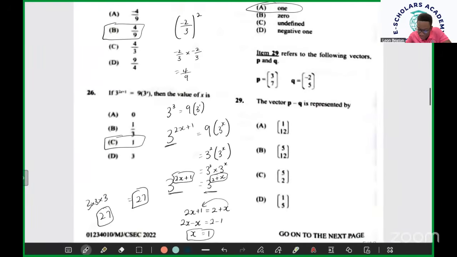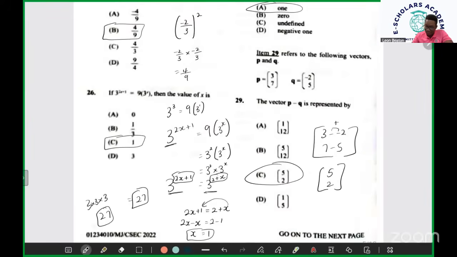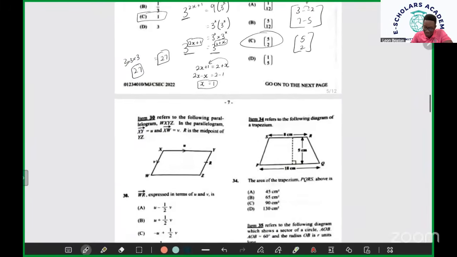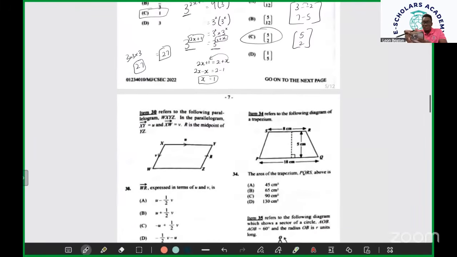Item 29 refers to the following vectors P and Q. P minus Q is represented by... So this will be 3 minus -2, 7 minus 5. We did this just now. This is 3 plus 2, 5. 7 minus 5 is 2. So we can go 5, 2, which is C. So it's becoming easier, man. It's becoming easier as long as we keep pushing.